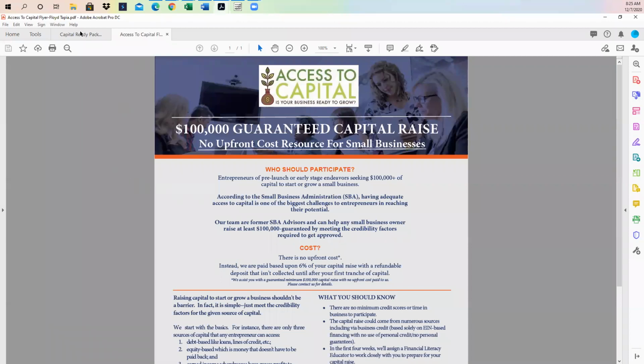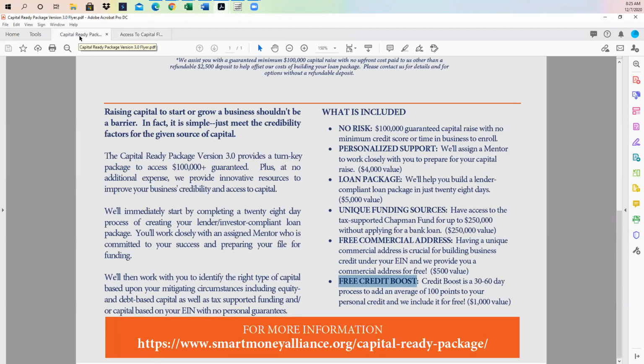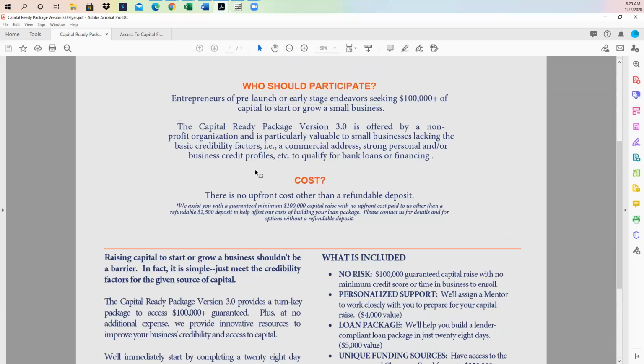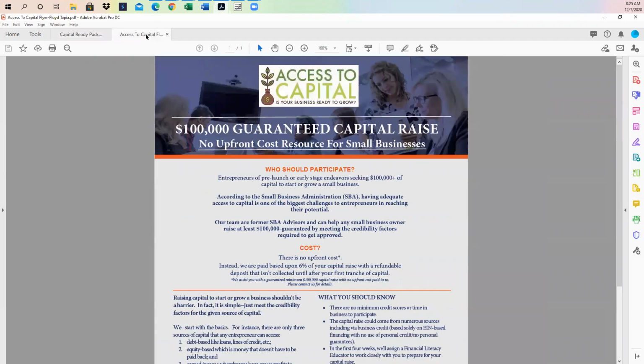If he has the $2,500 and he likes what you're saying about the Capital Ready Package 3.0, then you're going to go ahead and collect the $2,500 from him. You're going to keep half, submit half to us. You're going to forward us the client's name and email. That's really all we need. Very informal. Doesn't go through a landing page or anything else. Just email us their name and email, and then we'll send them the DocuSign for the Capital Ready 3.0, because it's a different DocuSign for the Capital Ready 3.0 than it is Access to Capital.